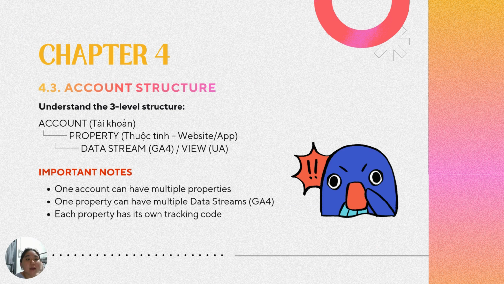So the account structure is a three-level structure: account, property, data stream. An important note: one account can have multiple properties, one property can have multiple data streams, and each property can have its own tracking code.